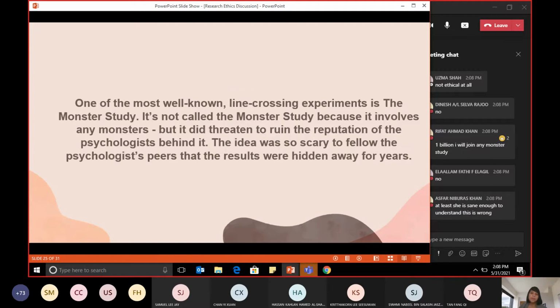So for the monster study, it doesn't involve any monsters, it's just that it threatened to ruin the reputation of the psychologist behind it. She recruited some participants from the orphanage, because the participants were actually orphans, and they were informed that they were going to be joining speech therapy classes. So they thought, it's a good thing that we can improve the way we speak and articulate, and we might be able to eliminate the stutter problem. That's what she told them, that they were going to experience very good class sessions to help them improve. That was the promise.